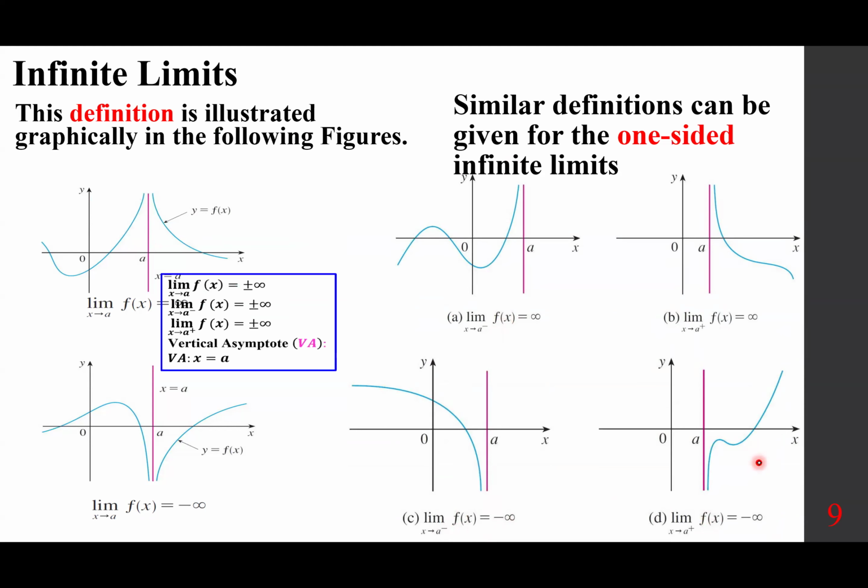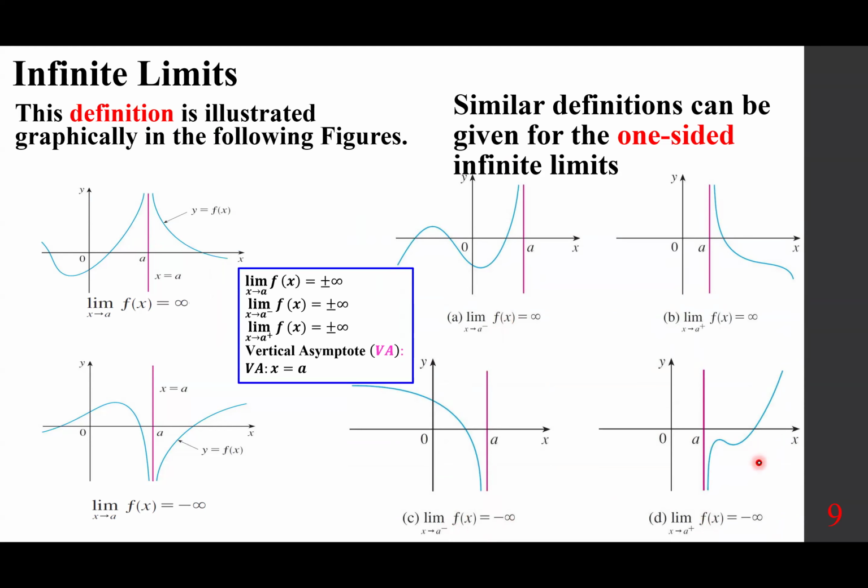And that gives rise to the definition of a VA. The limit of f of x as x approaches a, or a from the left, or a from the right, if it's positive or negative infinity, either one of them gives rise to a vertical asymptote having equation x equals a. So that's pretty straightforward, everybody.